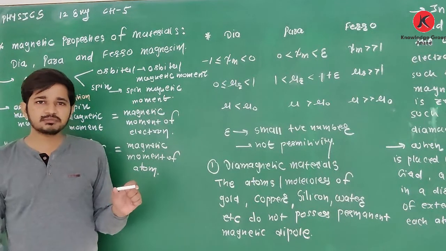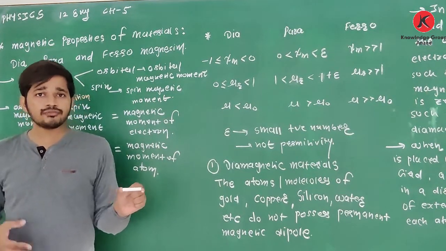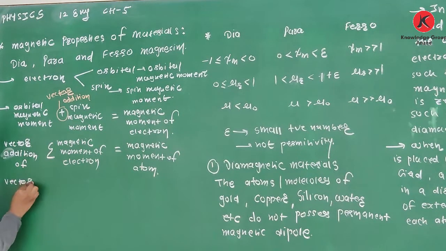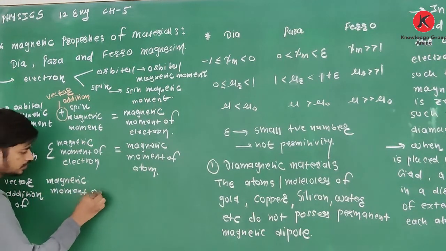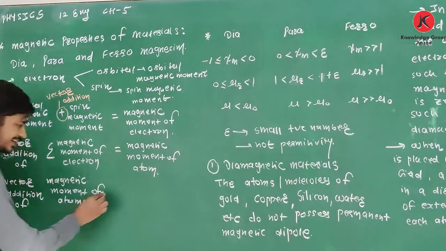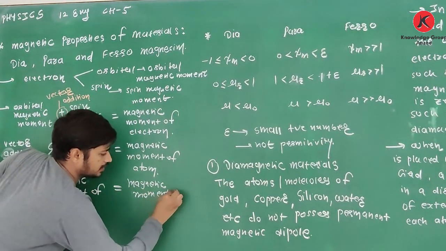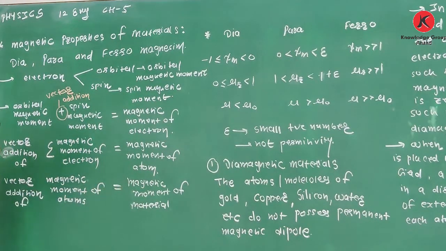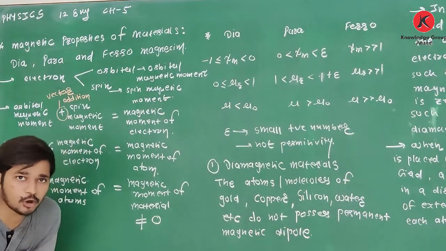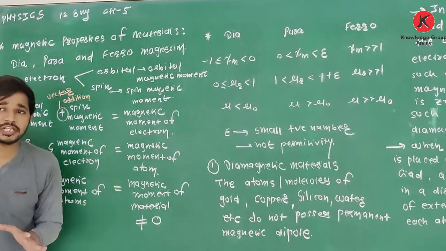Now I said each and every object is made up of particles, made up of molecules, made up of atoms. So there are numbers of atoms. So again, vector addition of magnetic moment of atoms gives the magnetic moment of material. And at last, if this magnetic moment of material is not equal to zero, then this object is called a magnetic material.